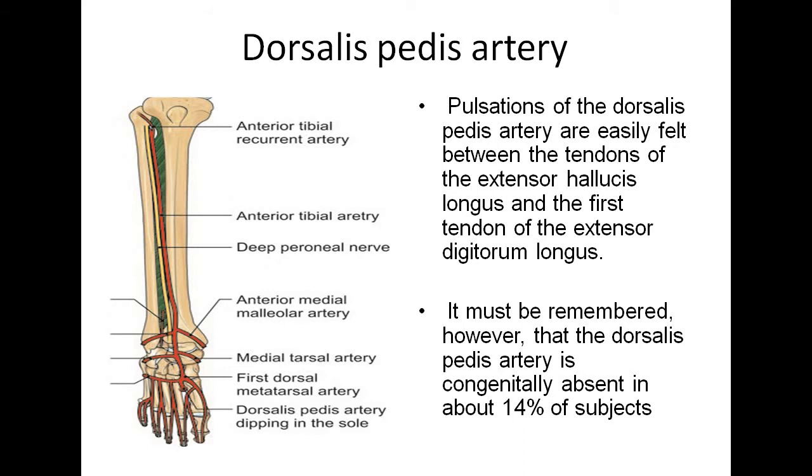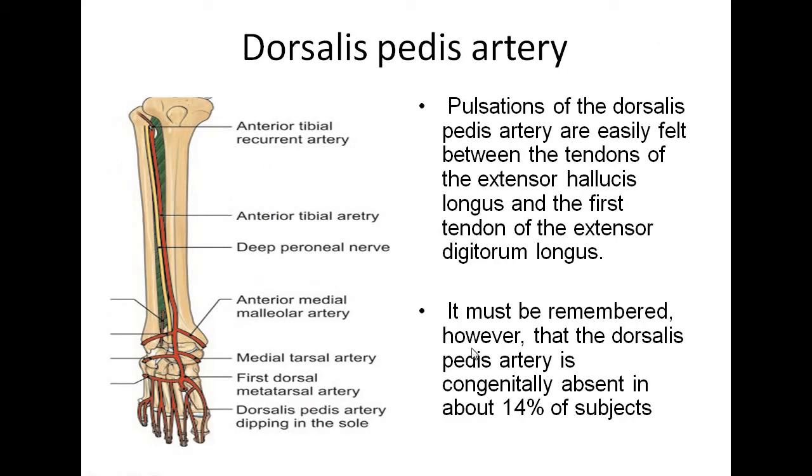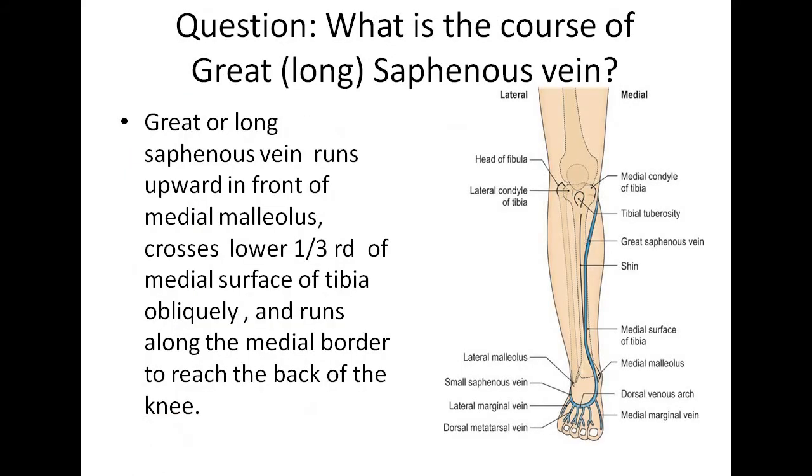The pulsations of the dorsalis pedis artery are easily felt between the tendons of extensor hallucis longus and the first tendon of extensor digitorum longus. Here you can palpate it between the first two metatarsal bones. However, this artery is congenitally absent in about 14% of individuals.